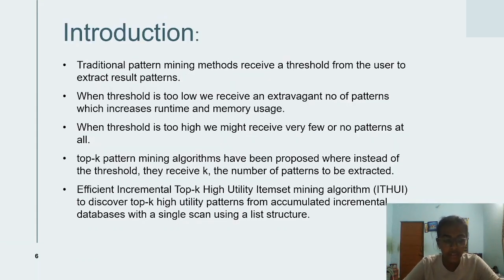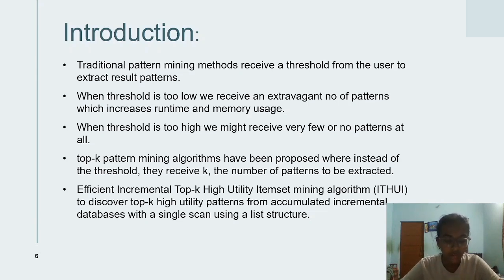Traditional pattern mining methods receive a threshold from the user to extract result patterns. When the threshold is too low, we receive an extravagant number of patterns which increases runtime and memory usage. When the threshold is too high, we might receive very few or no patterns at all. To solve this problem, top K pattern mining algorithms have been proposed. Instead of a threshold, they receive K, which is the number of patterns to be extracted. Therefore, they can extract an ideal number of patterns without complicated threshold adjustments.